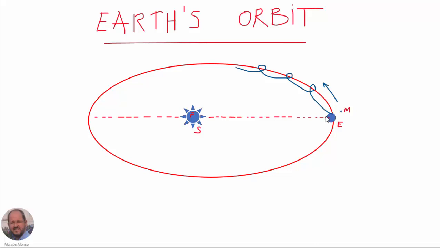In the case of the Earth, it is only around 4,000 kilometers. In the case of the Moon, it is around 400,000 kilometers, but in any case very small compared with the distance from the Sun, which is around 150 million kilometers.